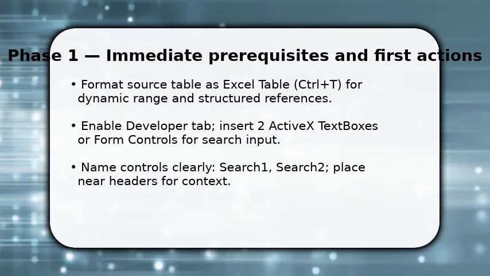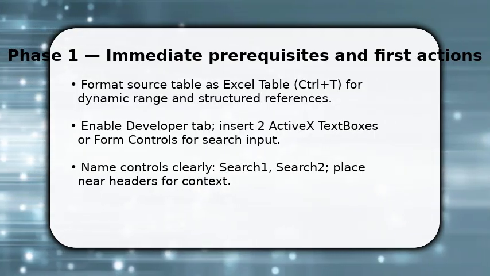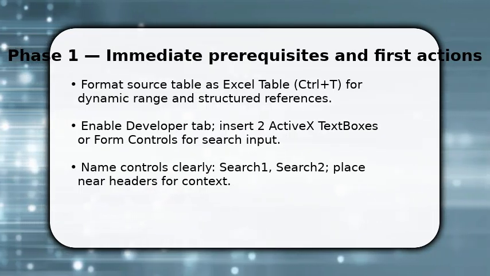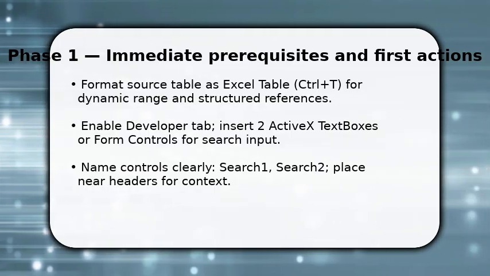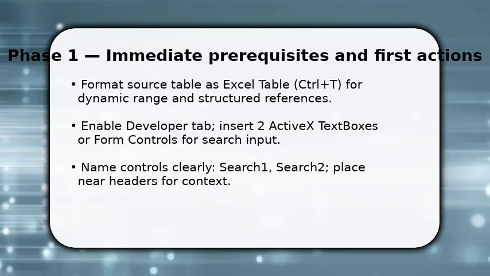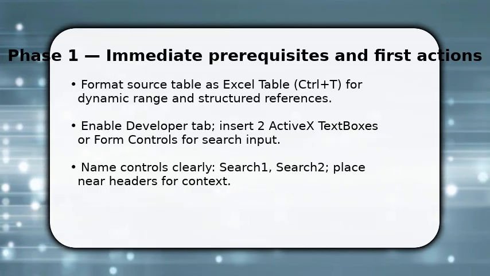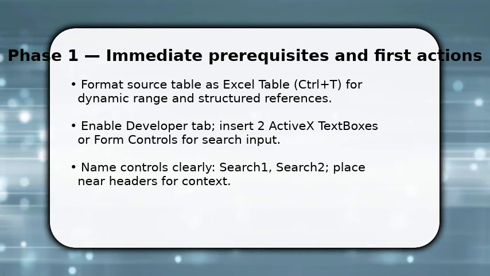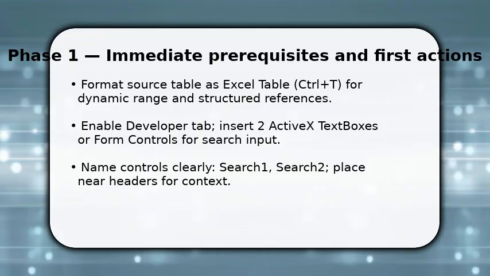You begin by preparing the data. Convert the range to an Excel table so filters and formulas adapt automatically. Once done, enable the Developer tab and insert 2 search boxes, either ActiveX text boxes or form controls depending on complexity. Make sure to name them Search 1 and Search 2 so formulas and macros reference them reliably. You do this because structured tables plus named controls keep ranges accurate and let you wire formulas or VBA to multiple inputs without breaking as rows change.